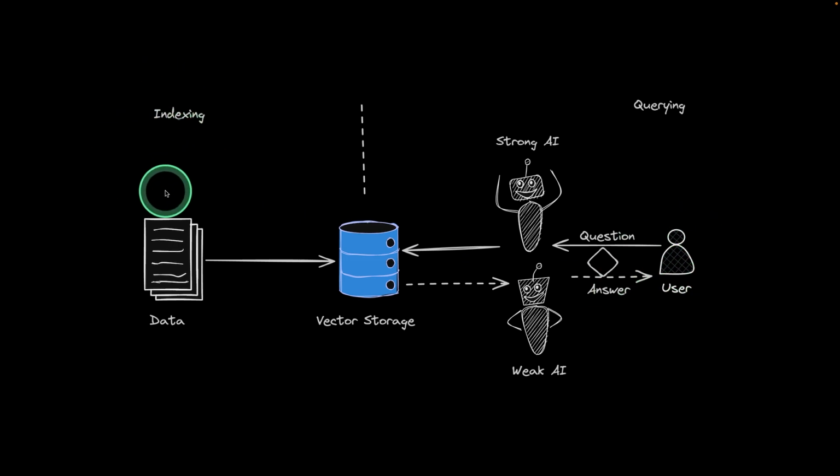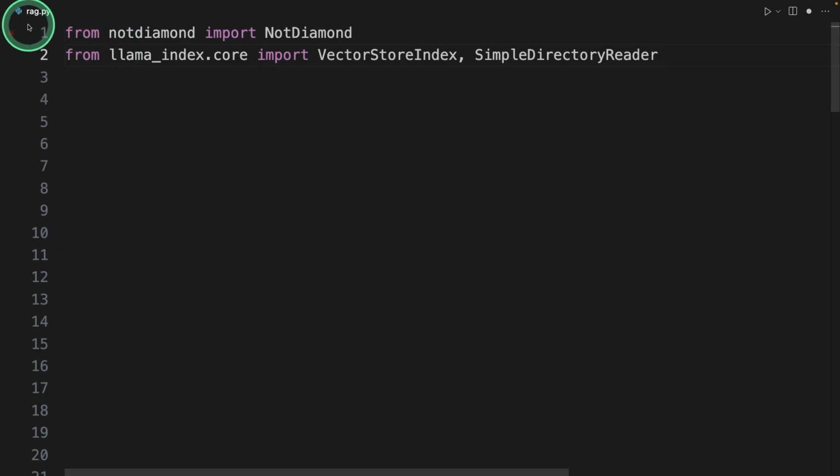As a first step, we are going to index all the documents and store that in a vector store, which is going to be the local store. Then we are going to ask the question, and let the LLM routing route the request to get relevant context to get a more accurate answer. So in a file called rag.py, I'm importing NotDiamond and LlamaIndex.